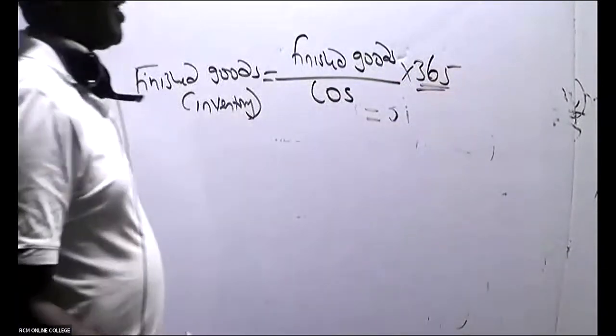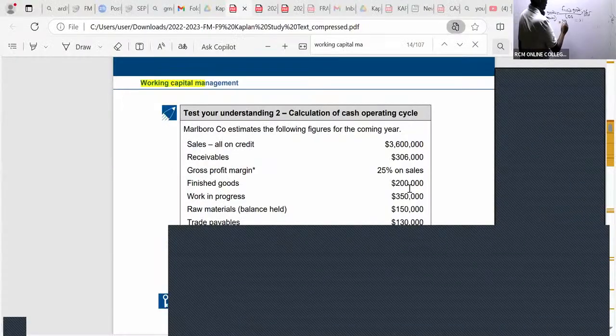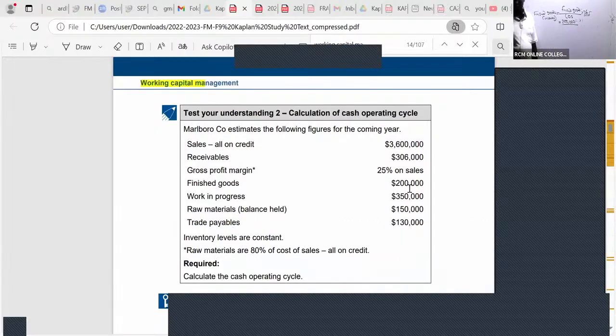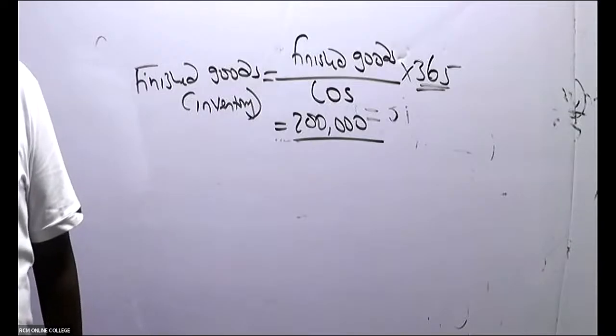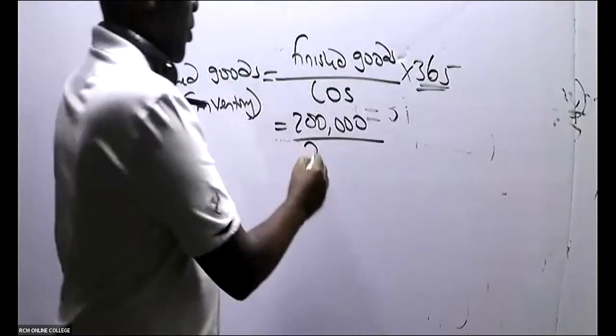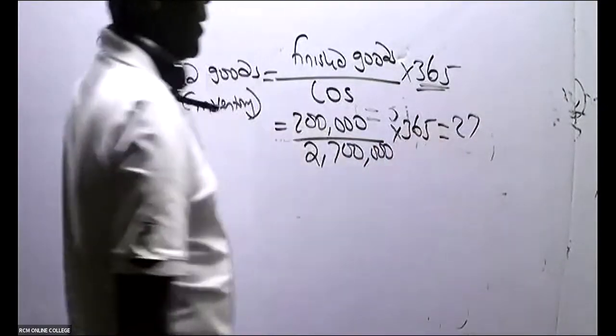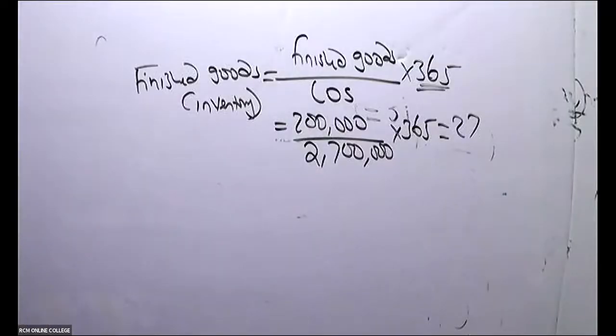At times you must have seen in your exams, they're giving you 360 days. If the examiner tells you to use 360 days, you shall use 360 days. So the finished goods we have in our stores, 200,000. Divide this by the cost of sales, which somebody must have forgotten. We got cost of sales somewhere up there: 2.7 million. 2.7 million times 365, and many of them have been able to get 27 days.